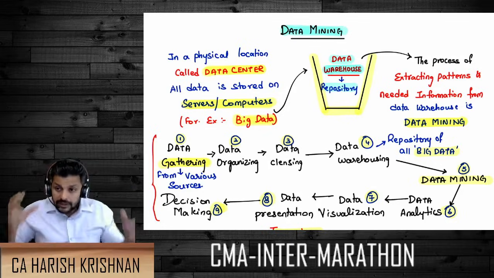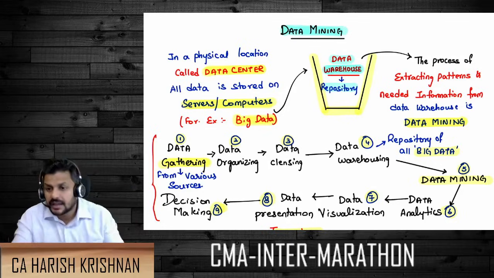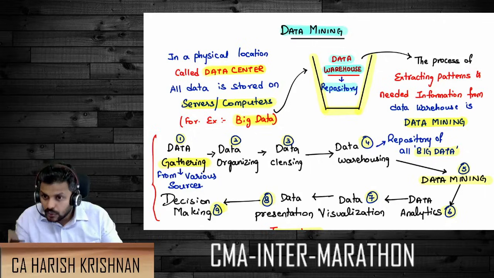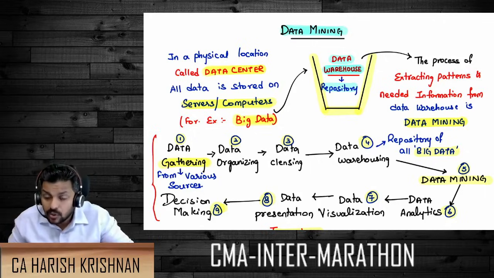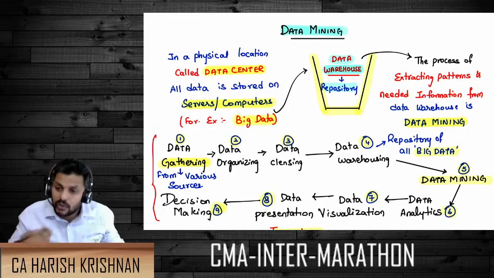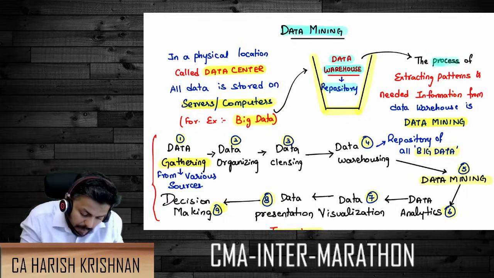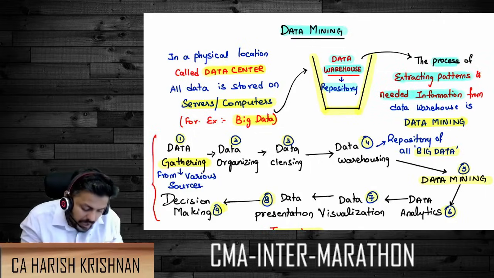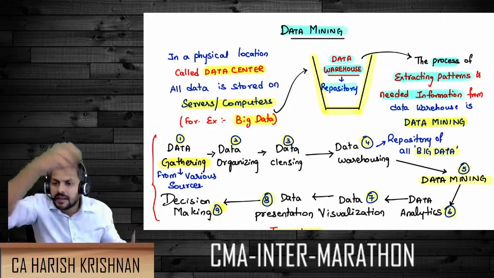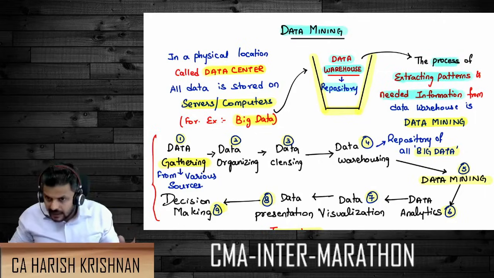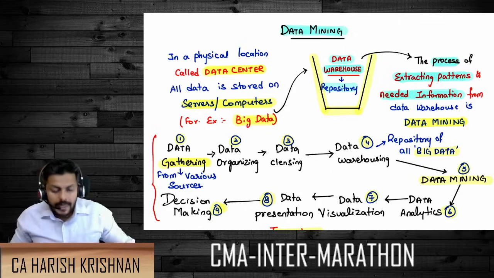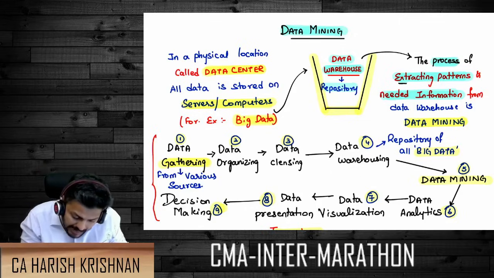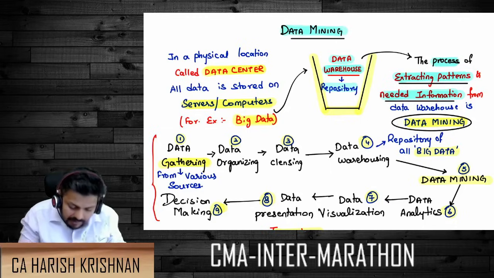Now, from that huge data warehouse with so much data, you have to extract the data that you need. The process of extracting patterns and needed information from this huge ocean of data, the way you are extracting the data, that is called data mining. The process of extracting patterns and needed information from the data warehouse is called data mining. What is it called? Data mining.